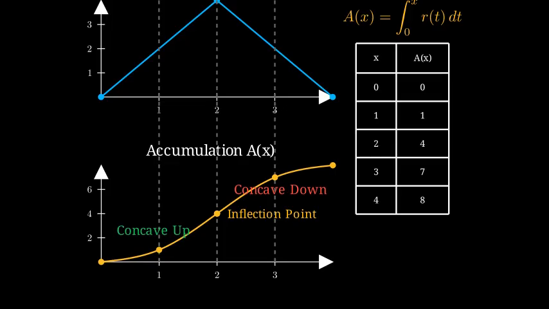So the key idea is this. The accumulation graph bends upward when the rate is rising and bends downward when the rate is falling. The inflection point happens right under the peak of the rate.